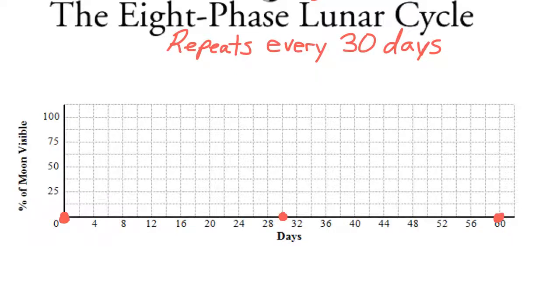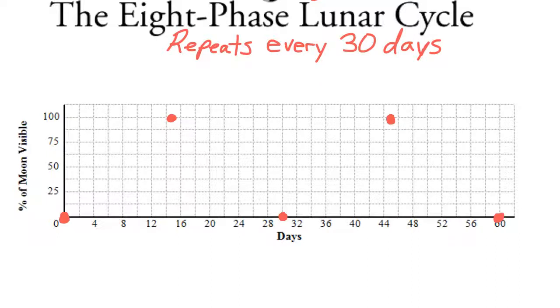Now, remember what I said. Halfway between new moons, you have a full moon where 100% of the moon is visible. And you'll have another full moon here. And you can see from new moon to new moon is 30 days. From full moon to full moon is 30 days.